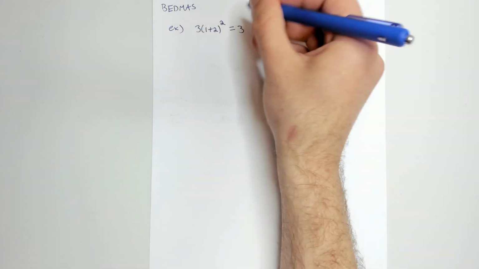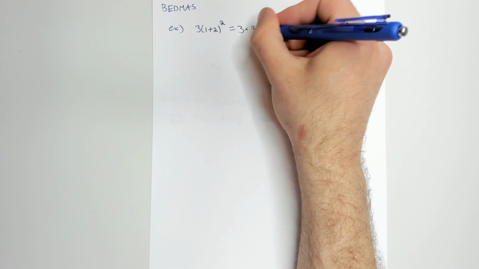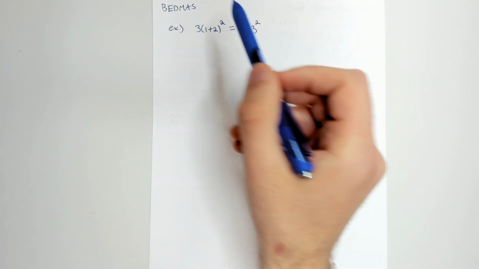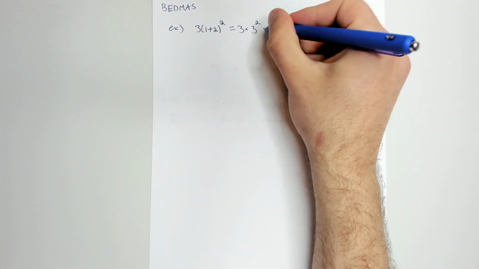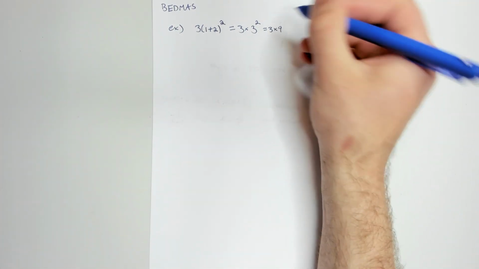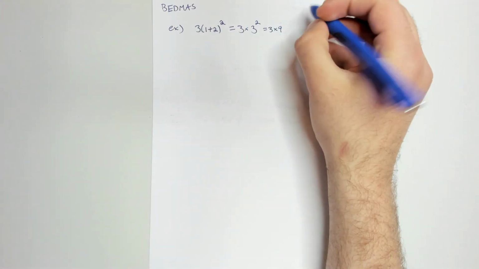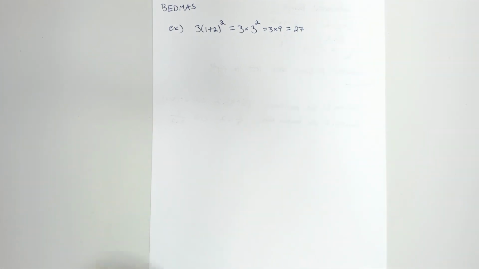So this becomes 3, and then 1 plus 2 is also 3. So that becomes 3 squared. The next thing we evaluate is the exponent, right? We have an exponent, so we do that before the multiplication. So we get to 3 times 9, right? 3 squared, that's 3 times 3, which is 9. And then lastly, we can evaluate the multiplication, which in this case is going to be 27. All right, not too bad.